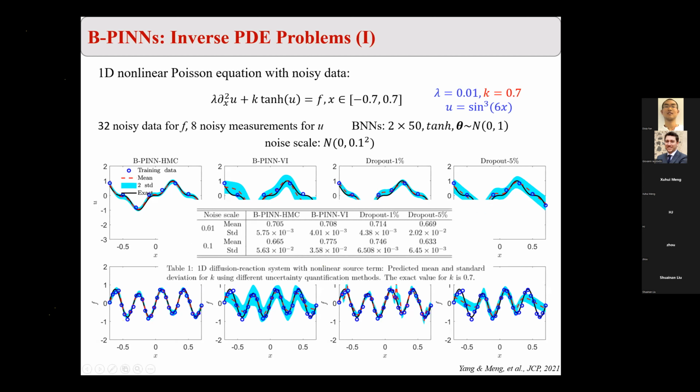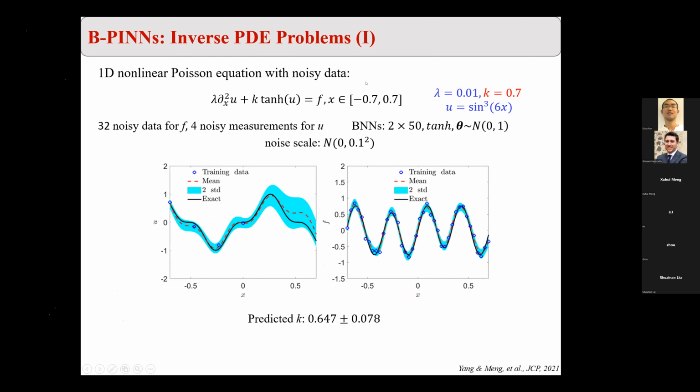We have tested two noise scales, 0.01 and 0.1. And this is the predicted mean for k in the first case, and this is the prediction for k in the second case. If we look at the computational error between the predicted mean and the reference solution, we can see the prediction uncertainty has the same order as the noise scale. So in the first case, the prediction uncertainty has the same order as the noise scale here and also here.